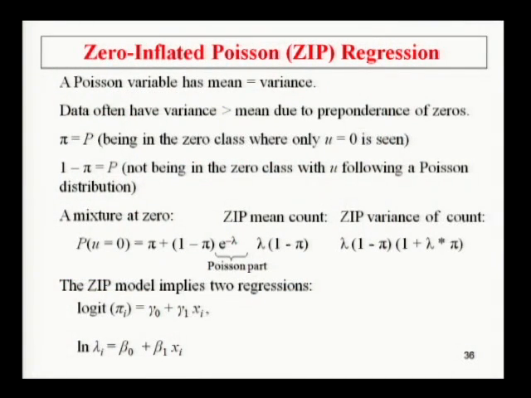But for those who are drinkers, their probability is 1 minus pi. And they add up to 1, because there are only 2 types of people. That's the probability of not being in the 0 class. And if you're not in the 0 class, we say you are a Poisson person. Your heavy drinking is Poisson distributed.